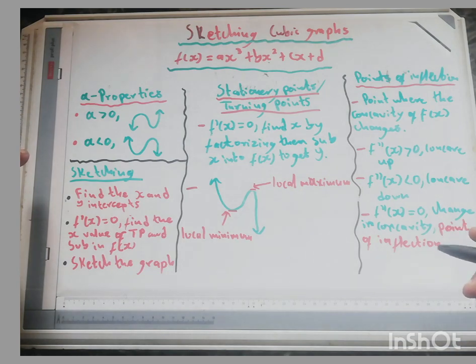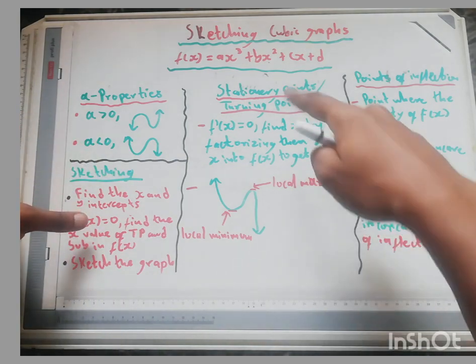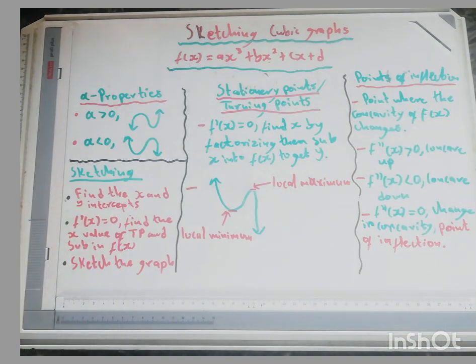So apart from that, we're also sketching. How do you sketch it? You find the x and your y-intercept. How do you do that? You can look into the previous videos in this series, where I showed you how to find the x and the y. And then you find the turning points I've just explained here, and then you sketch your graph. That's about it. So now let's do some examples and questions.